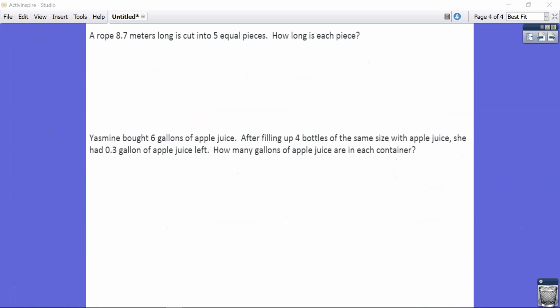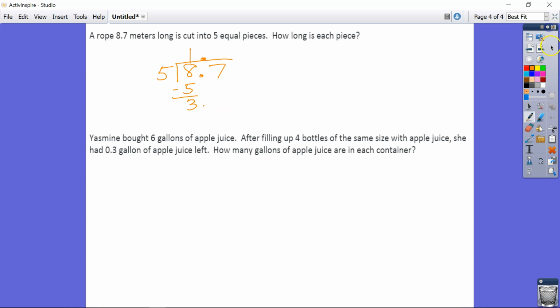A rope 8 7/10 meters long is cut into 5 equal pieces. How long is each piece? So we know that the rope is 8 7/10 long, and we're splitting it into 5 even groups. We know that we can get 1 meter in each piece, and then we're going to figure out how many parts of a meter. So we would have 3 meters left. We can bring down our 7/10. Now we have 37/10 of a meter.